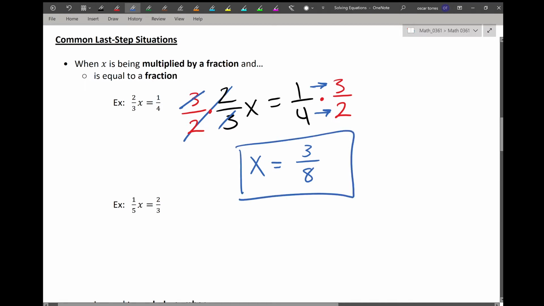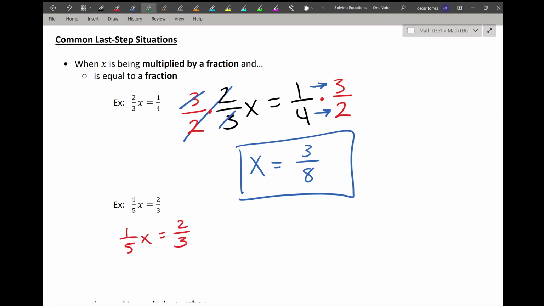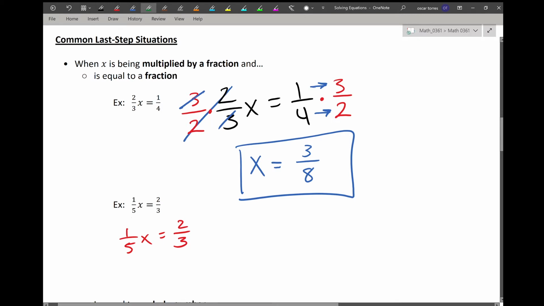If we do one more example of this situation, let's say we have 1 over 5 x equals 2 over 3. Again, x is being multiplied by a fraction. To get rid of that fraction, we need to multiply the left-hand side by the reciprocal of 1 over 5, which is 5 over 1. Because we did that on the left side, we need to do it on the right side too.